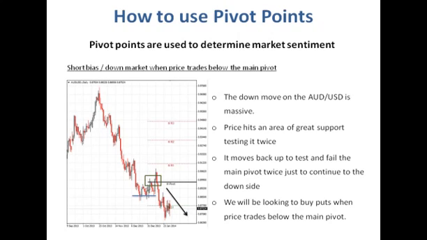What have we learned here? Even though we might have a reversal pattern when price hits a clear bottom at the blue line, price continued to trade below the main pivot. And by trading below the main pivot, our bias remained short, so we'll be looking to buy puts. Had price broken above the main pivot, the reversal would have been confirmed, and we would have been able to look for opportunities to buy calls.